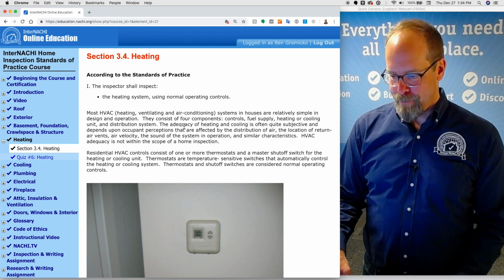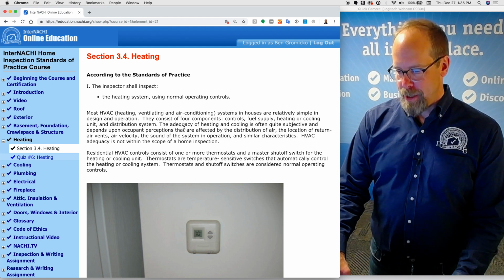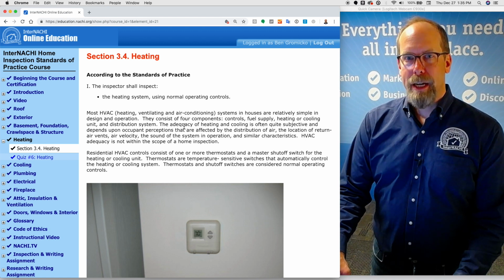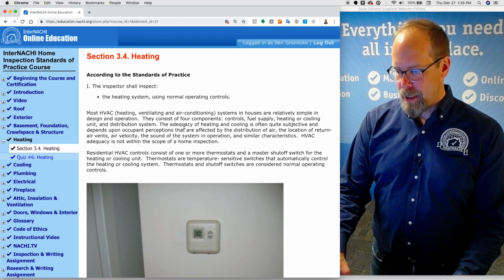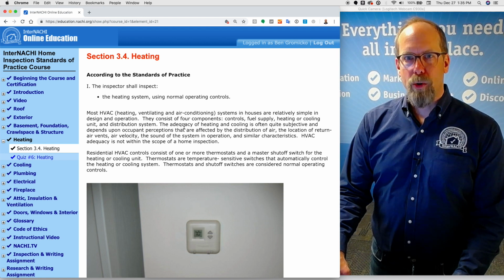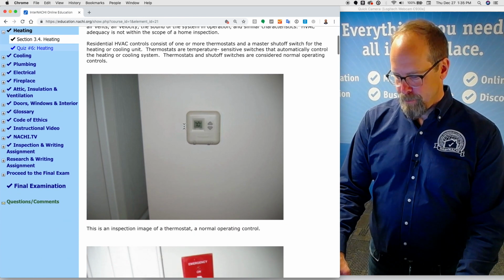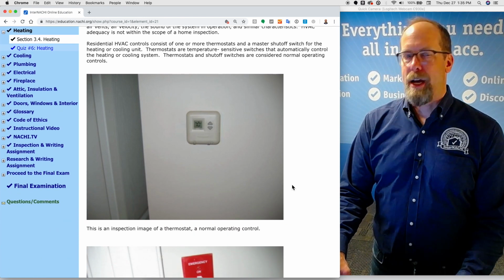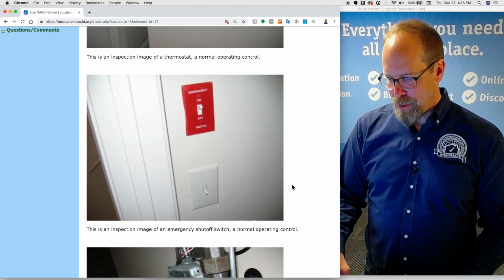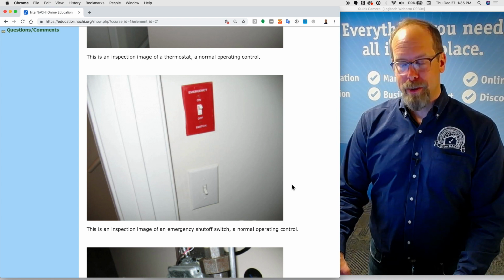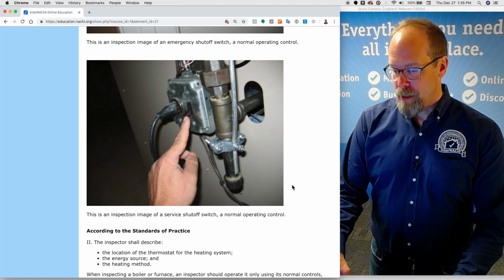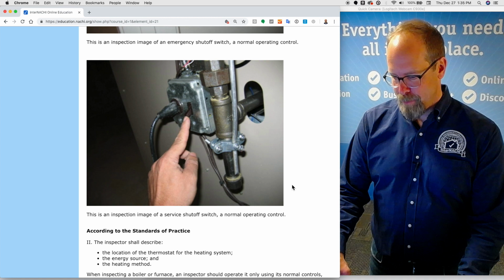Residential HVAC controls consist of one or more thermostats and a master shutoff switch for the heating and cooling unit. Thermostats are temperature-sensitive switches that automatically control the heating and cooling system, and thermostats and shutoffs are considered normal operating controls. This is an inspection image of a thermostat, a normal operating control. This is an inspection image of an emergency shutoff switch, which is a normal operating control. This is an inspection image of a service shutoff switch, a normal operating control.